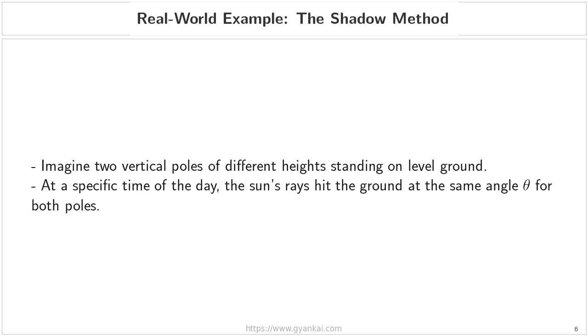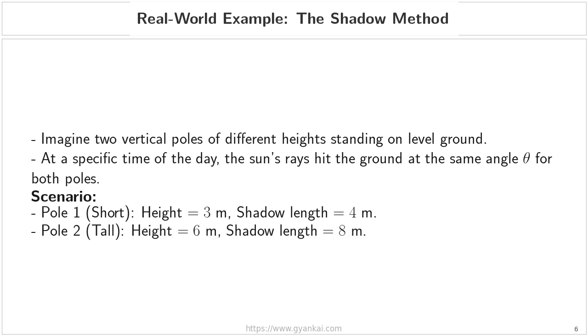Imagine you are standing outside and you see two vertical poles of different heights standing on level ground. Now, think about a specific moment in the afternoon. At this exact time, the sun's rays are hitting the ground at the same angle, which we will call theta, for both poles. Let's look at a specific scenario to test our theory.